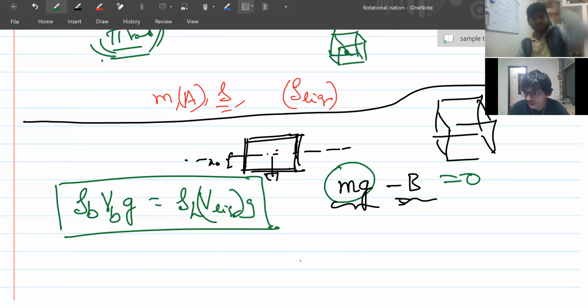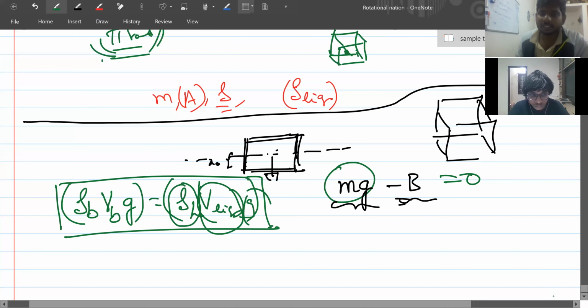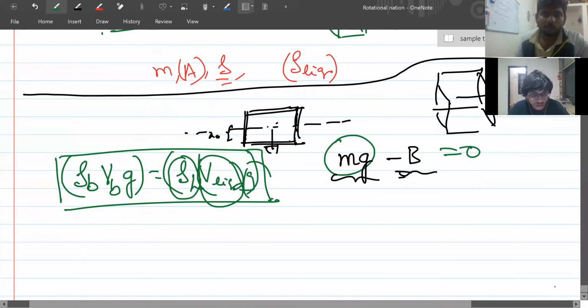Otherwise, if you try to immerse the entire mug inside, will it oscillate? The mug will slowly go down inside. So here in equilibrium condition, the weight mg is equal to the buoyancy force. Buoyancy force is density of liquid into volume of liquid displaced into g. Got it? Now the volume of the body is what? Area of the body into height of the body, right?